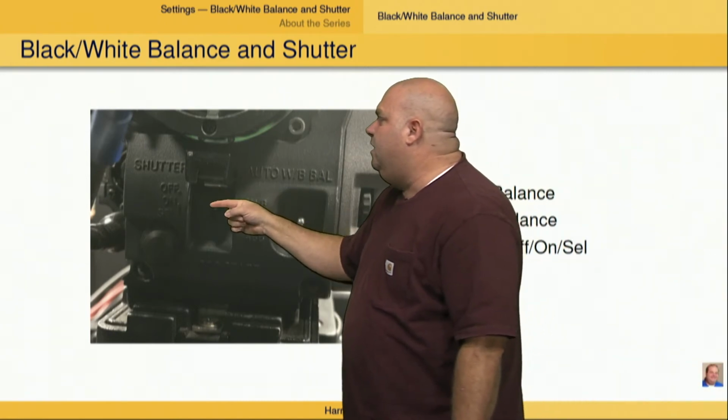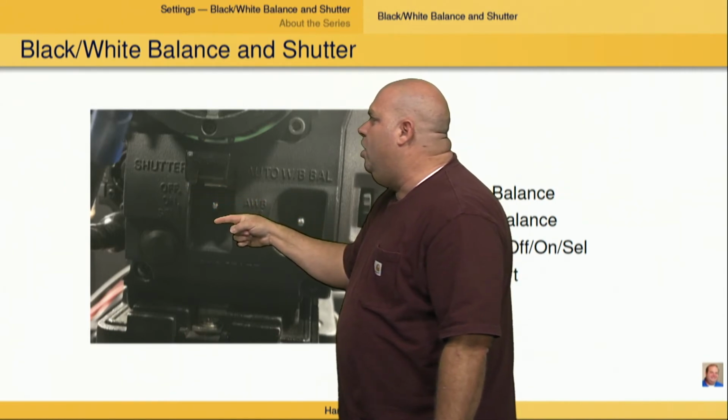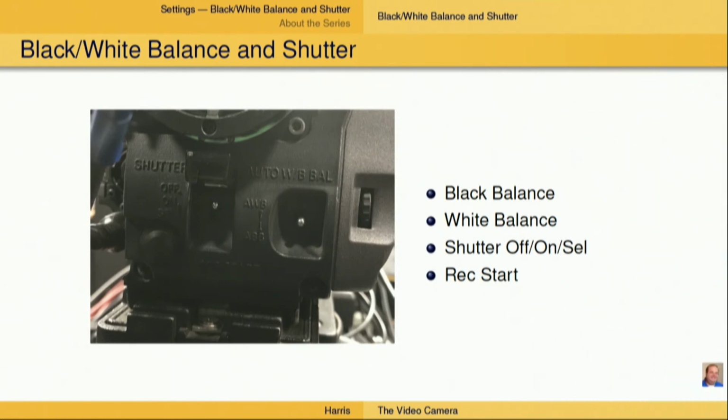I've got three settings on this particular switch. I've got shutter off, switch down would be shutter on, and then temporary switch down would be to select the shutter speed. So I can have the shutter off, or I can turn it on, or once I have it on, I can select from any range of shutter speeds.